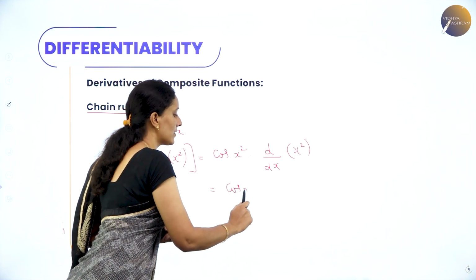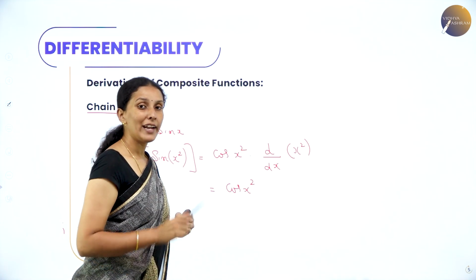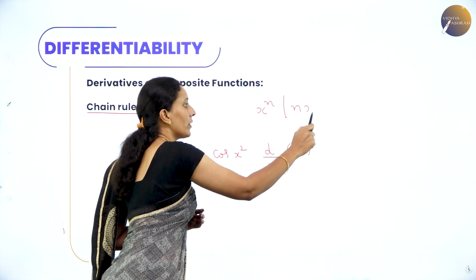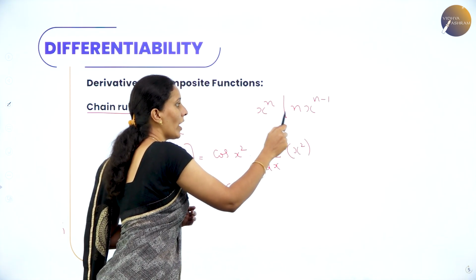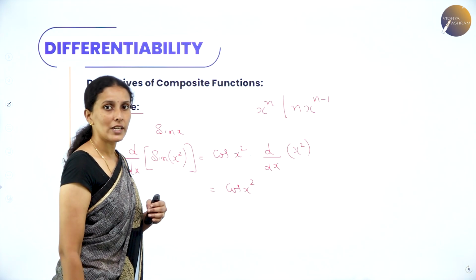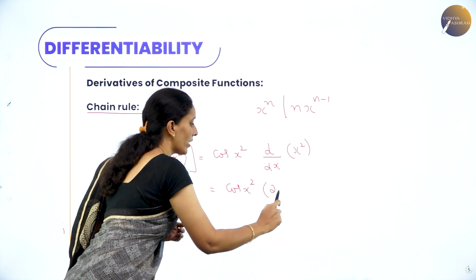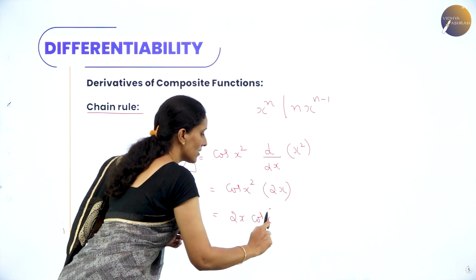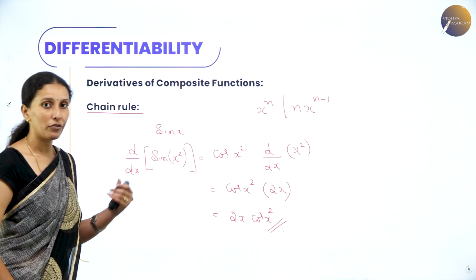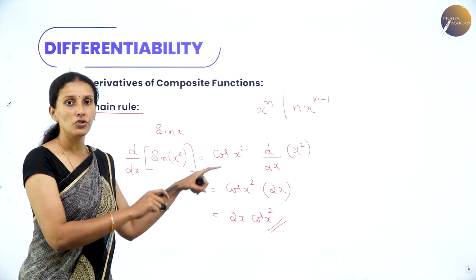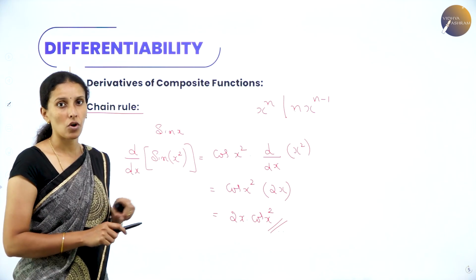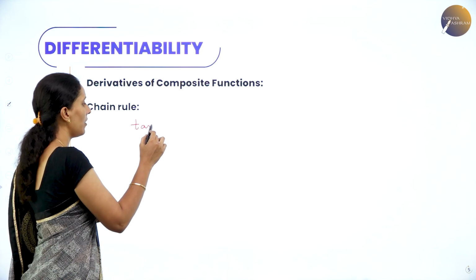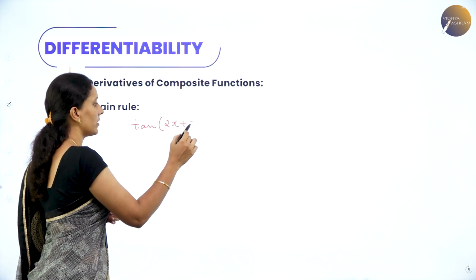So it is cos x square. What is the derivative of x square? It is 2 into x. We know the derivative of x power n is n into x power n minus 1. So x square gives 2 into x power 2 minus 1, which is nothing but 2x. Hence we write this as 2x into cos x square. This is the derivative of the given function, and this process of deriving a composite function is called chain rule.